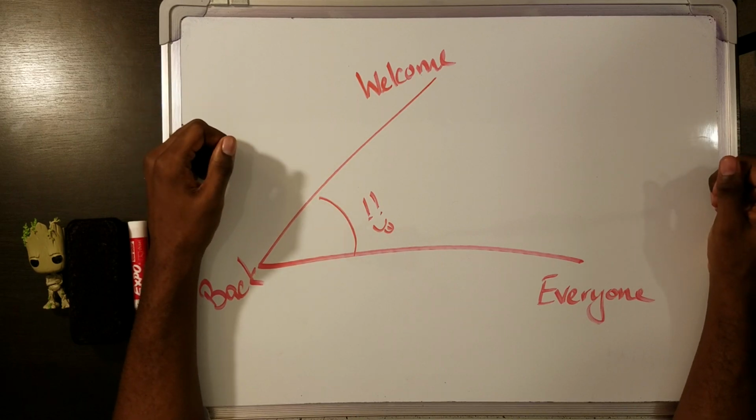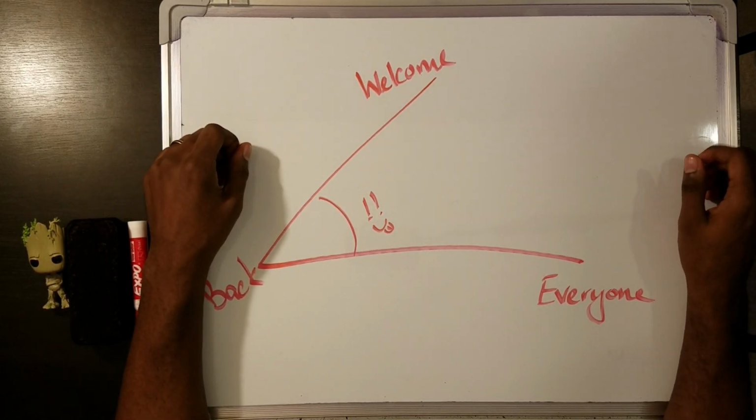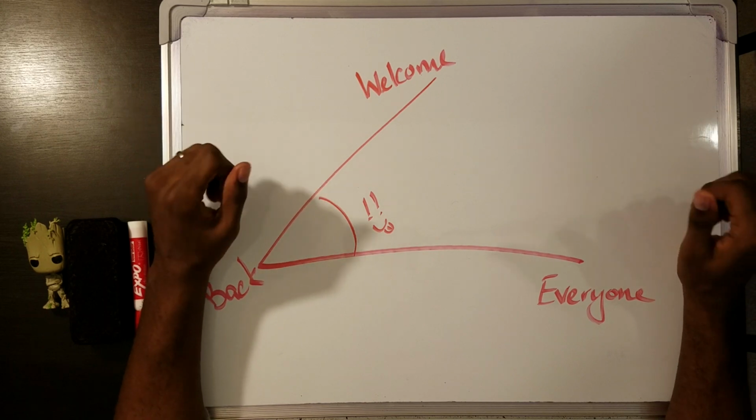Welcome back, everyone. Today we're jumping into a 5th grade topic, identifying triangles by their angles.